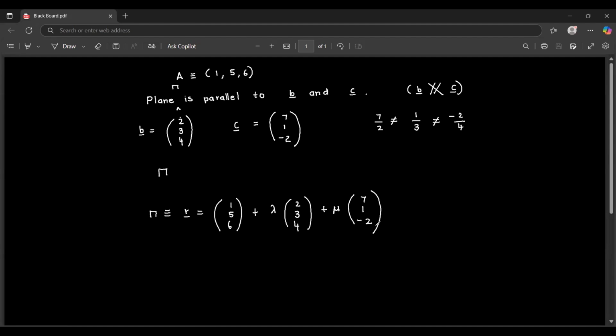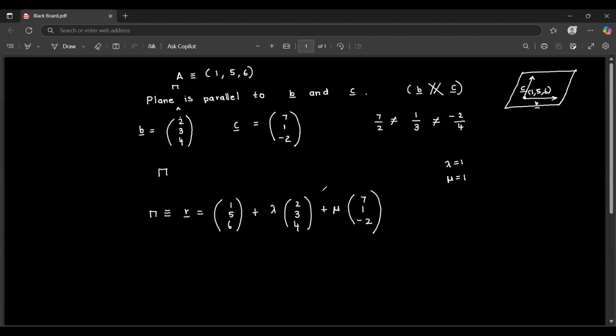Now you can actually use these specific data to come up with other equations for the given plane. For example, if lambda is equal to 1 and mu is equal to 1, you can come up with a point on the plane. So this is the plane, and they are saying a is present on the plane, (1, 5, 6). So this is b, and this is c. So we have b here and we have c here.